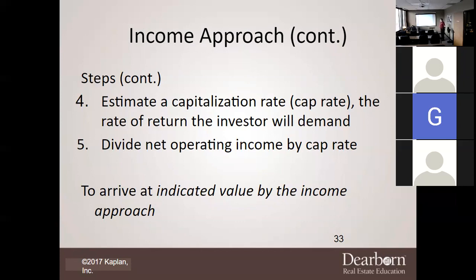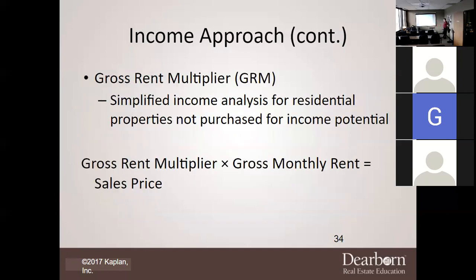But again, this one is one of those that if you're going to purchase a property for rent, you do not want a sales comparison approach. You want to have an income approach, okay? So in that situation, we want to make certain to have that breakdown there. Now, the gross rent multiplier, the GRM, is how we simplify the income analysis for residential properties, but not the purchase for that income potential.